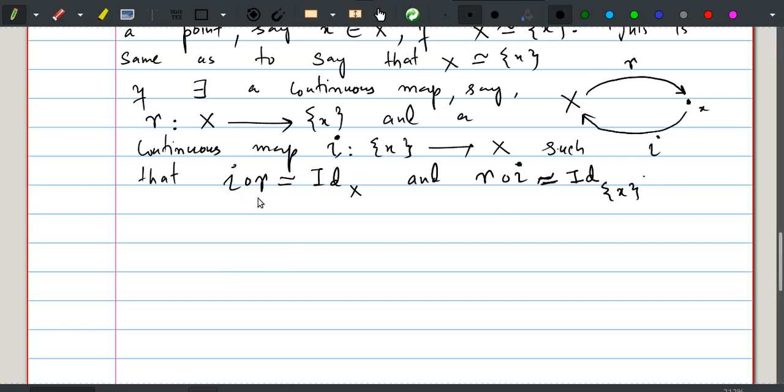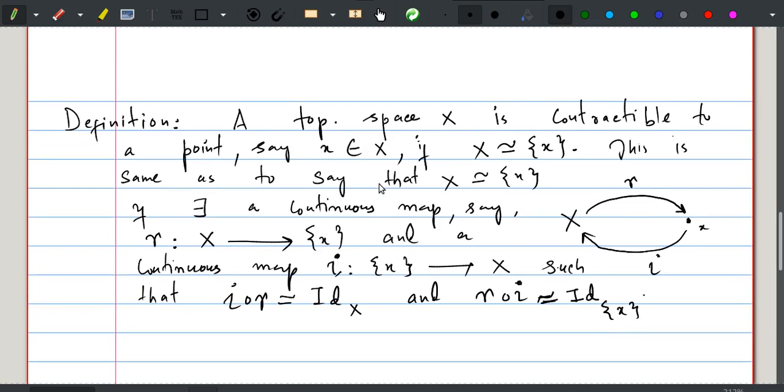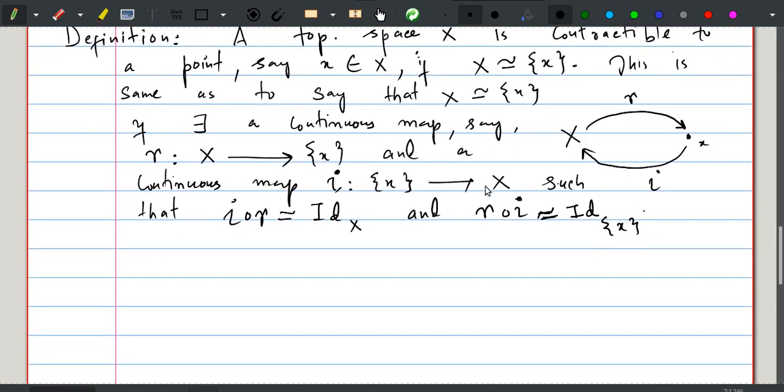Now, R being a constant map, I being an inclusion map, we observe that a space X is contractible to a point if the identity map on that space is just homotopic to a constant map. So let us make this observation over here.